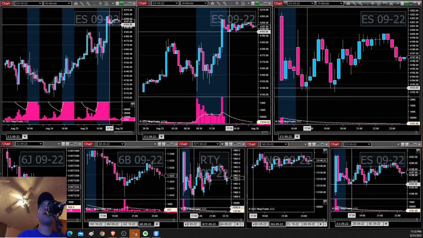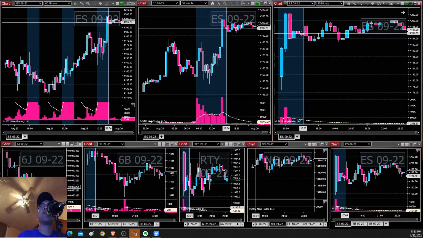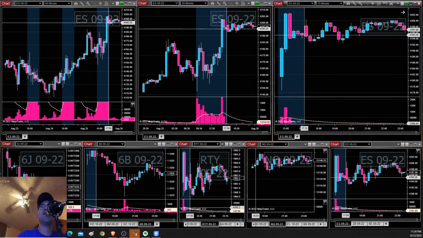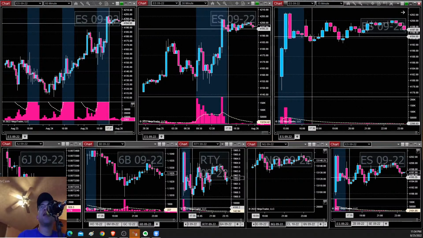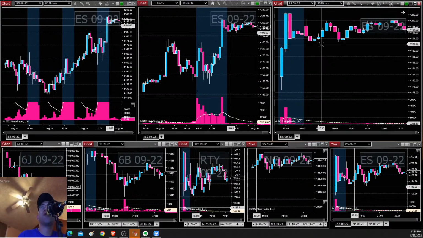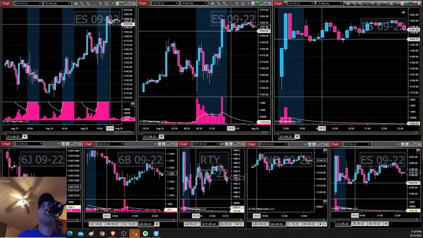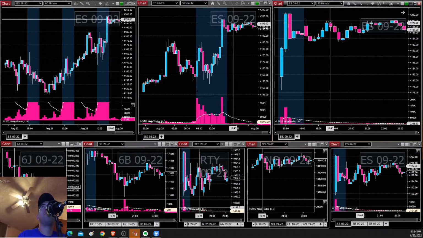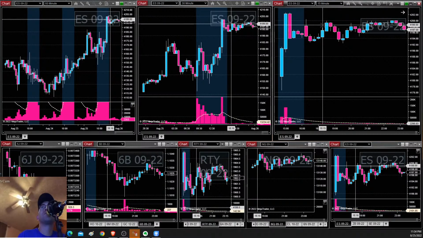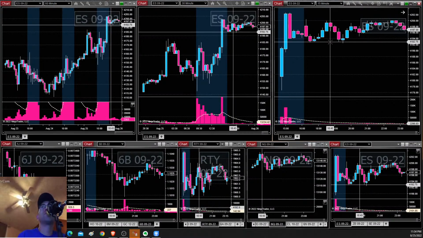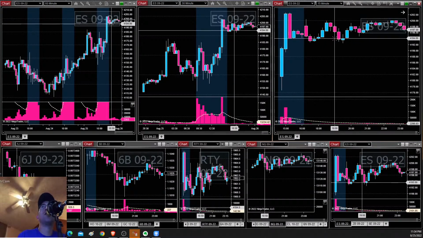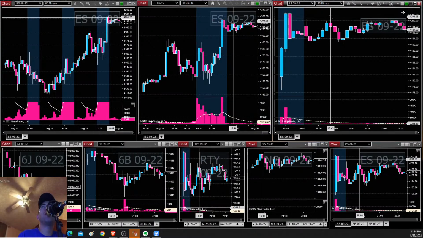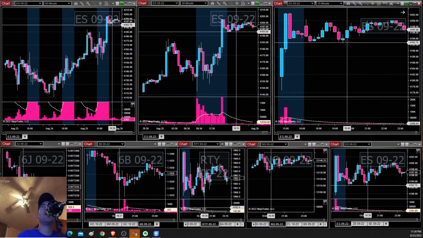So we have a broadening formation right here. We have this range, took out the high, came back down, took out the low of the range. We completed the broadening formation. Have a broadening formation right here where we came up and came back down, took out the low. And this is actually an incomplete broadening formation. A real one would be if we took out the high right here, take out the low.